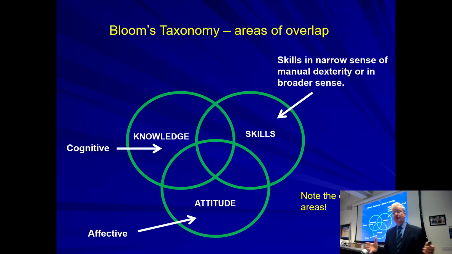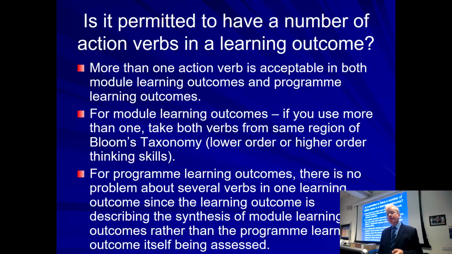For example, in training teachers, they might have the knowledge, they might have the skills, but you couldn't graduate them if they didn't have the right attitude. If, for example, they didn't have patience or empathy, you couldn't put them in charge of young children. So you will notice from some of those examples too that it is permitted to have a number of action verbs. In fact, in writing program learning outcomes, you may have to include a number of action verbs to correctly summarize and synthesize the learning outcomes at module level.